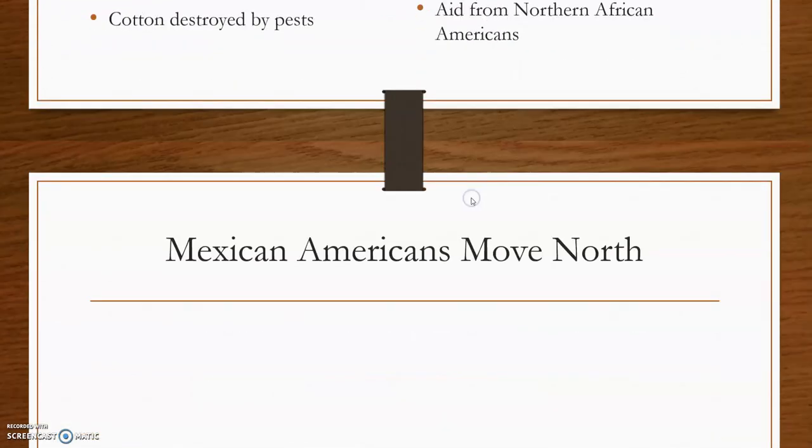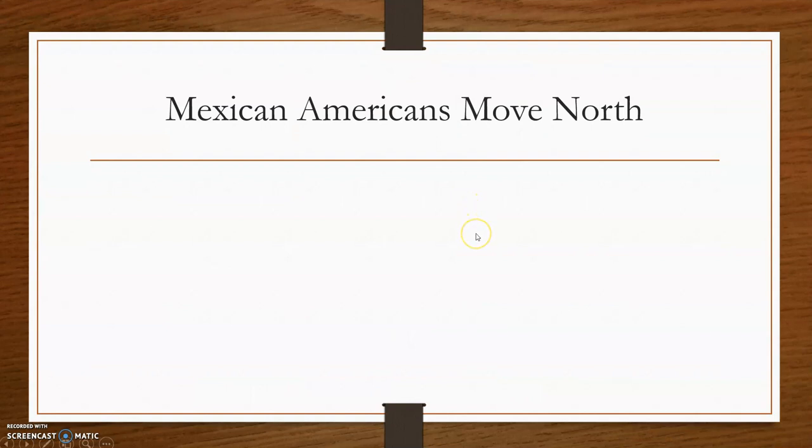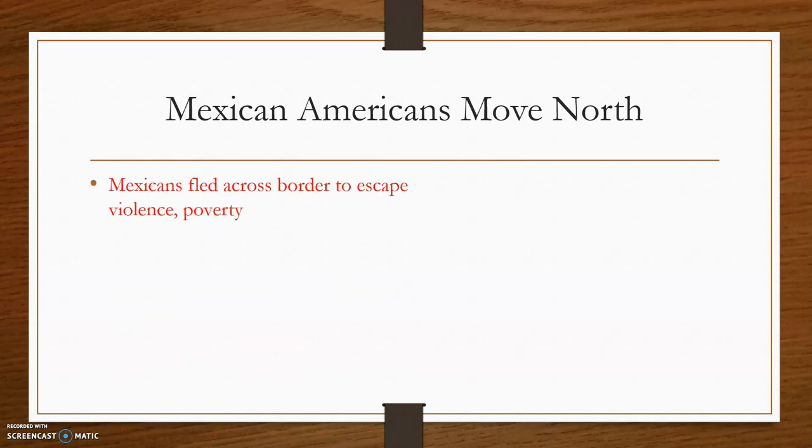Okay, so Mexican Americans are going to move north as well, just not as far north as New England and places like that. So Mexicans are going to flee across their border to escape violence and poverty. If you remember the past lectures about the Mexican government and how it was being overthrown constantly, and we overthrew the Mexican government indirectly a couple times. So Mexico is a very unstable, violent place as a result of that political violence and instability. And a lot of Mexican Americans or Mexicans are going to move to the American West and California.